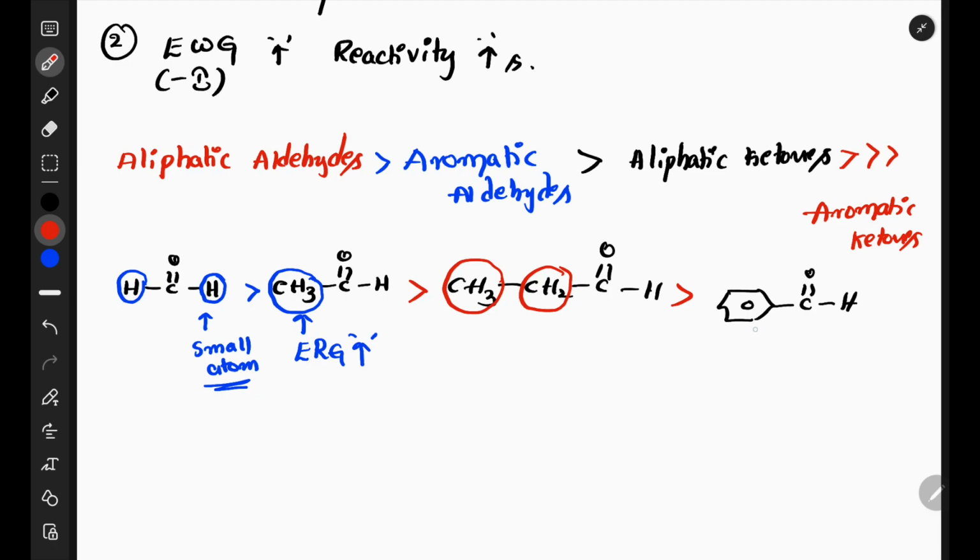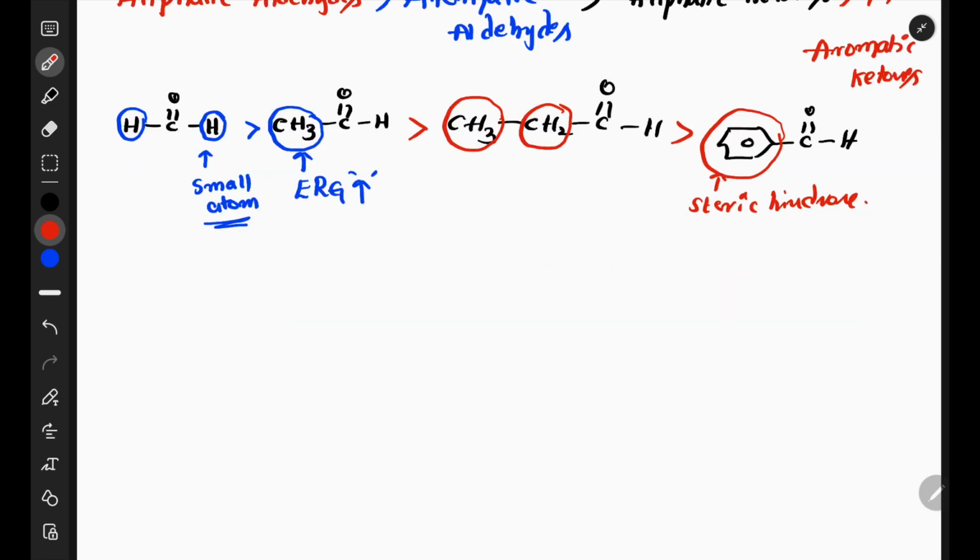Finally, look at benzaldehyde. It creates so much steric crowding, so much steric hindrance. That's why it is the least reactive. So benzaldehyde is the least reactive in these nucleophilic addition reactions, because there is more steric hindrance.